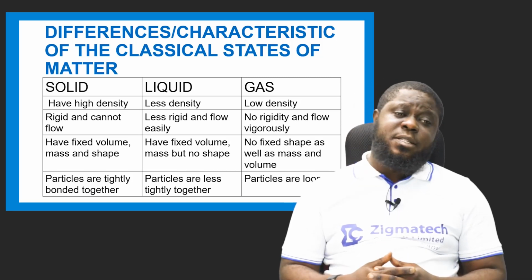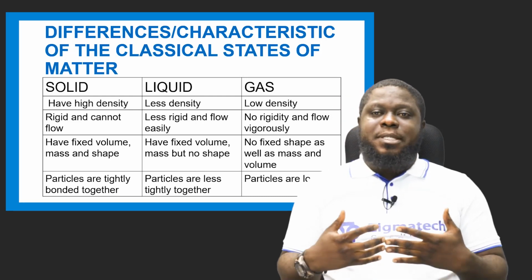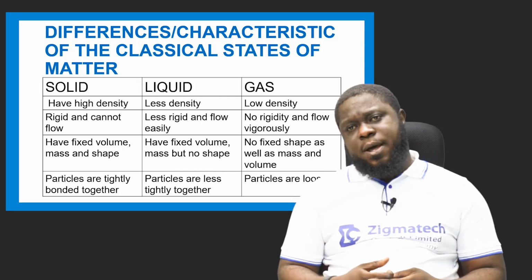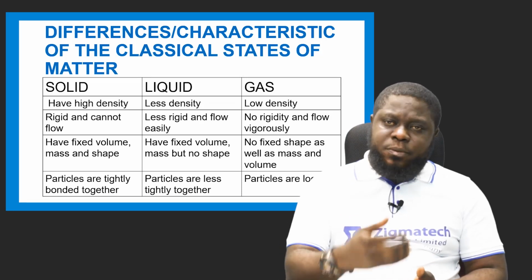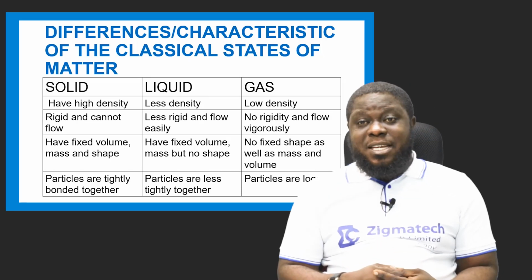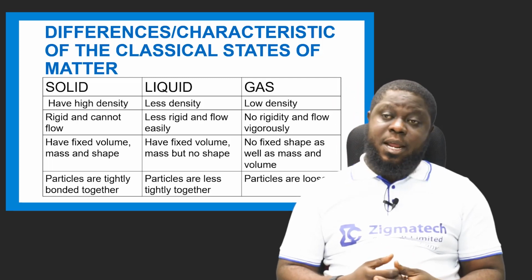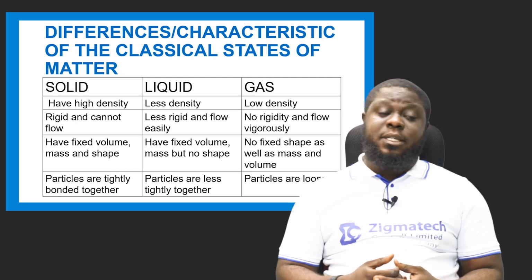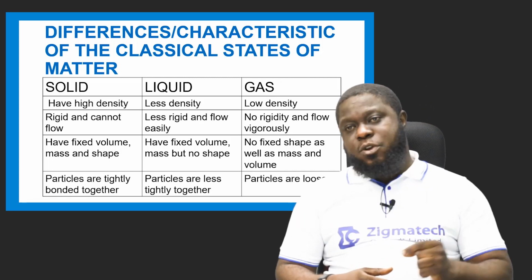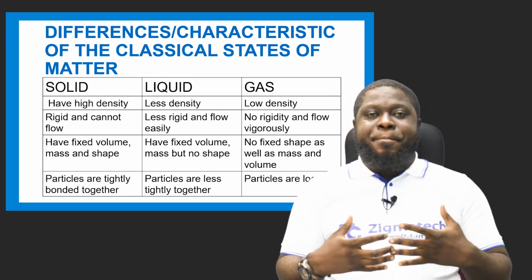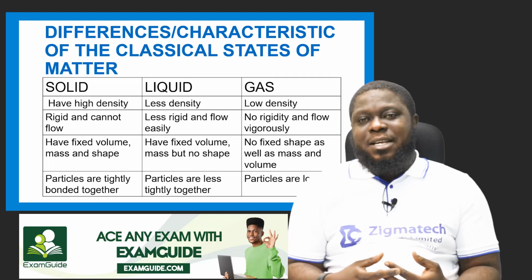Now, these differences are basically the characteristics too, because this is what makes them different from each other. It is their properties. Okay? It is what we know them for. So the first one says solid has high density, liquid has less density, and gas has low density. Density is an object's mass per unit volume. Okay? The mass of the object occupying a particular volume, that's density.